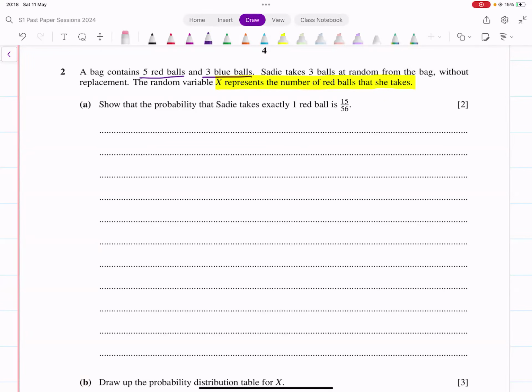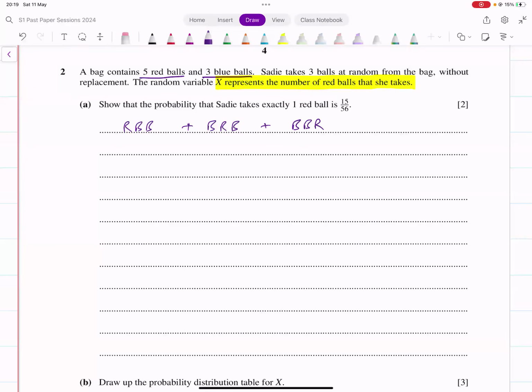Okay. Now she's taking out 3 balls, right, at random. Now, what are the possible cases for her taking exactly 1 red ball? One possibility could be that she takes a red ball the first time, and then the second time she takes out a blue ball, and then the third time she takes out a blue ball. And then another possibility could be that the first time she takes out a blue ball, and then a red, and then a blue. Another possibility could be that she takes blue balls the first 2 times, and then a red ball the third time. These are the 3 possible cases you would have.